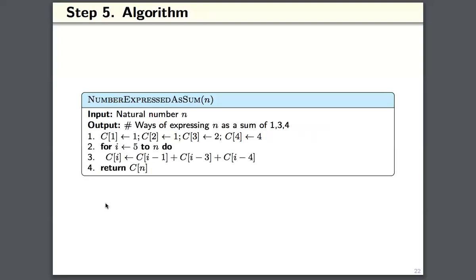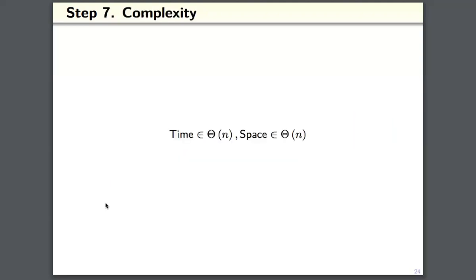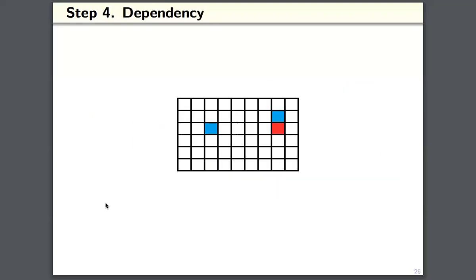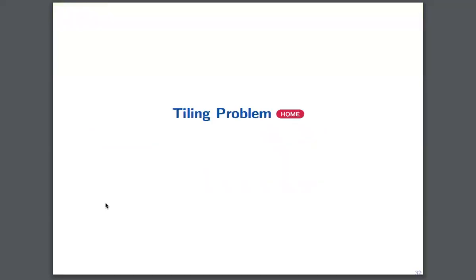Okay, next. The pseudocode is simple, right? I will skip this. Table, complexity. Okay, again, trivial. Okay, I will skip this problem. This is not required. Let's move to the tiling problem.